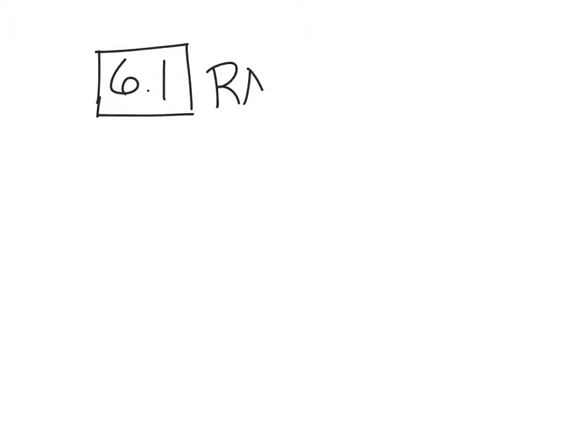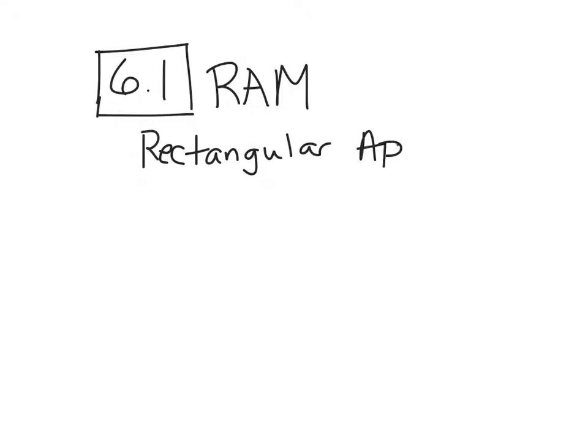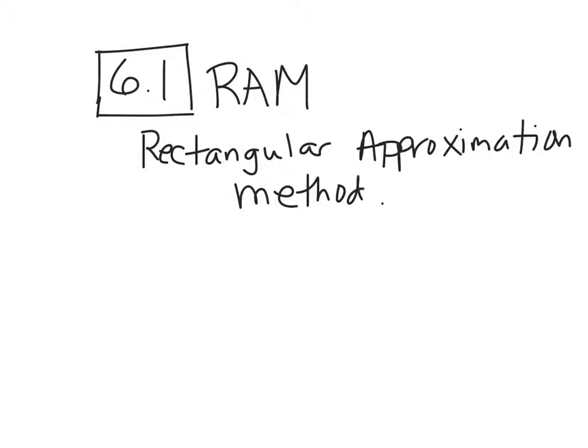So chapter 6, we're doing the definite integral. Today we're going to do something called RAM. It does not stand for regular advanced math. This RAM stands for rectangular approximation method. Write this down, you need to know it. These are going to be an approximation right now.